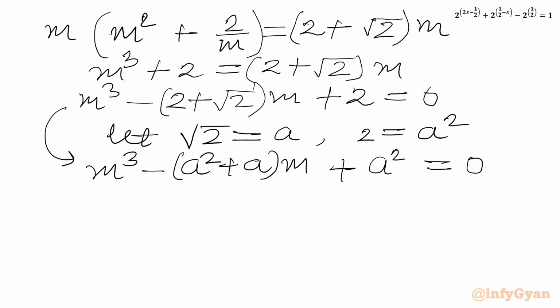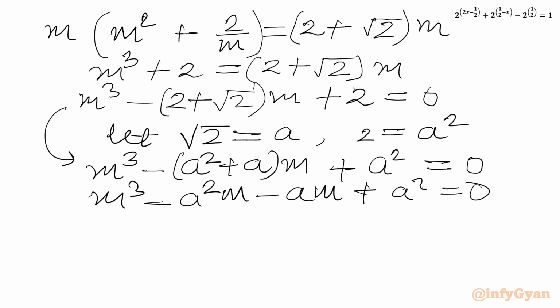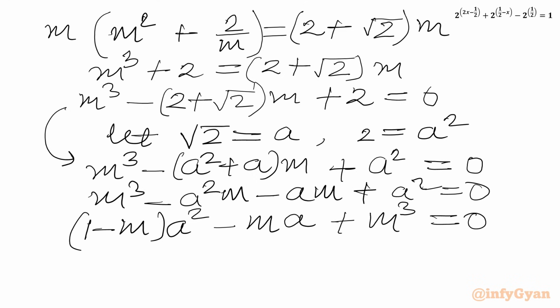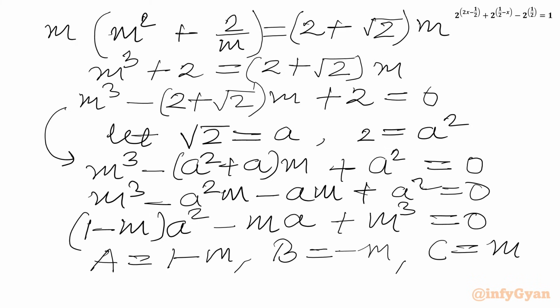Now I will frame a quadratic in a. So my target is to collect a square, a and the constant term. So let us write m cube minus a square m minus a m plus a square equal to 0, or I can write (1 minus m) times a square minus m times a plus m cube equal to 0. Now this is quadratic in a. So I can write capital A, the coefficient of a square, it is 1 minus m. Capital B, the coefficient of small a, it is minus m. And capital C, the constant, m cube.